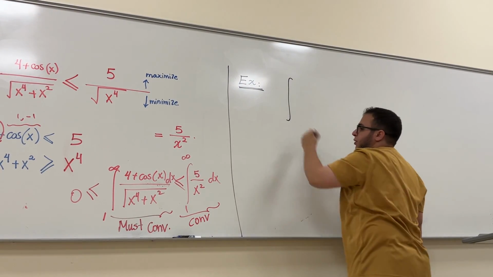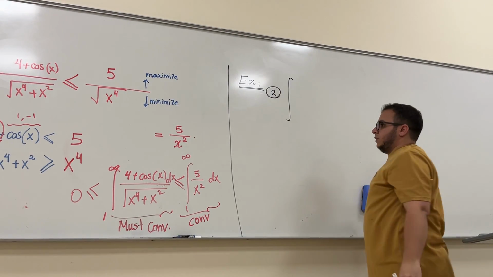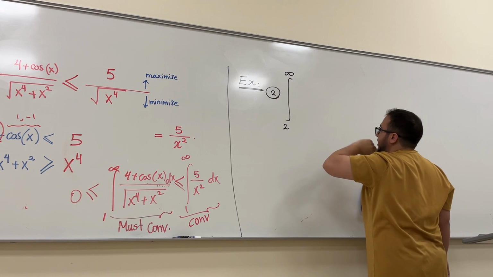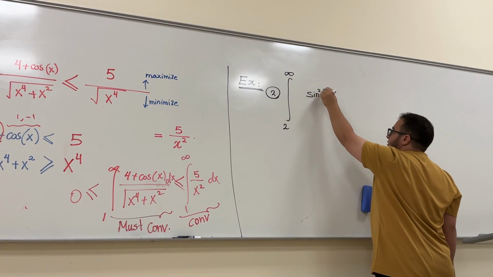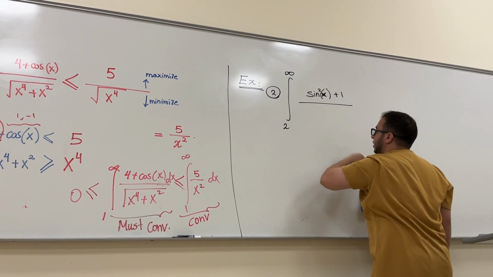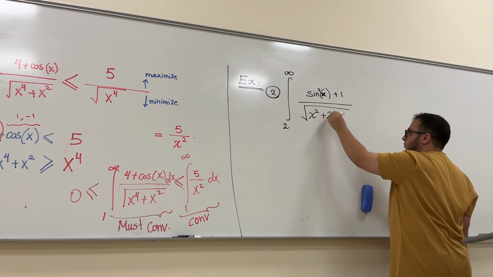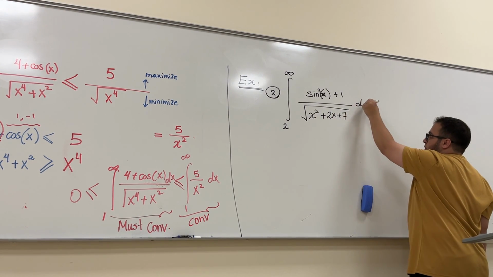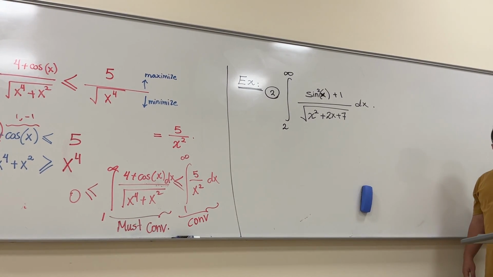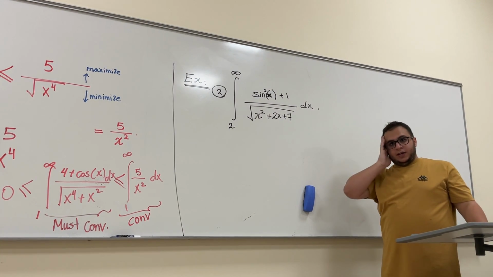Same thing, use the comparison theorem to determine if the integral converges or diverges. So let's say the integral from 2 to infinity of (sine square x plus 1) divided by root of x squared plus 2x plus 7. Okay, so again, in my head, I want to know the answer, right?